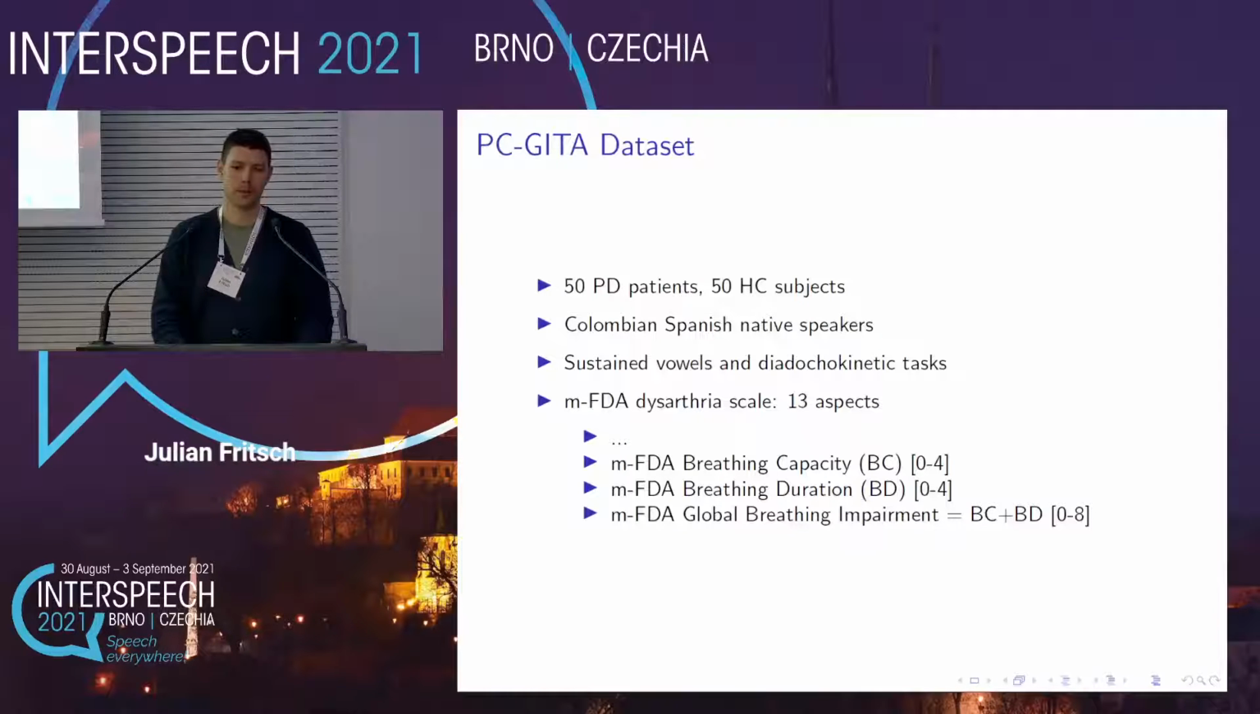So the first label that we are using is called breathing capacity, which is a range from 0 to 4, as well as the breathing duration, also ranging from 0 to 4. Now, since this is a dysarthria scale, a low value or 0 means no impairment, and a high value means high impairment of breathing capacity and duration. We are also looking at the global breathing impairment score, which is a sum of the two, therefore ranging from 0 to 8.